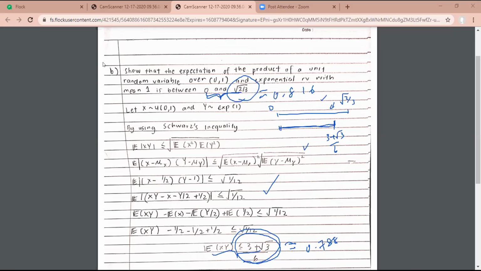So the way you are working here is, let me see, if you use absolute value, okay, up to this point is okay. And then this part here, let's look at it carefully. So you have E of XY minus X minus Y over 2 plus 1 over 2.